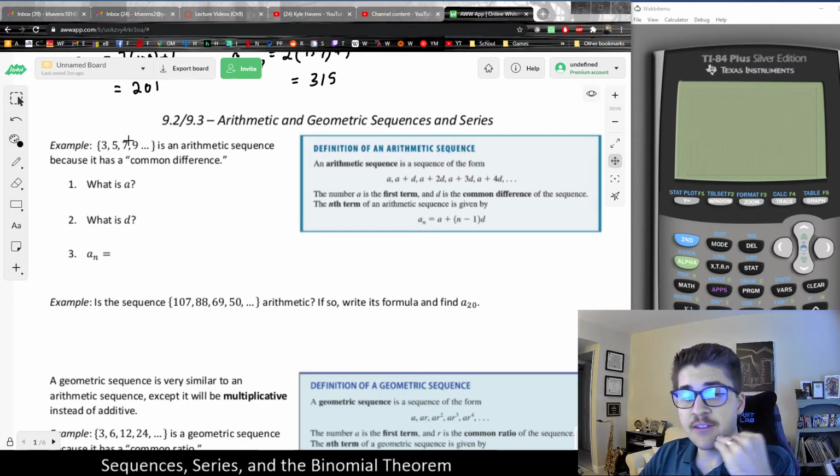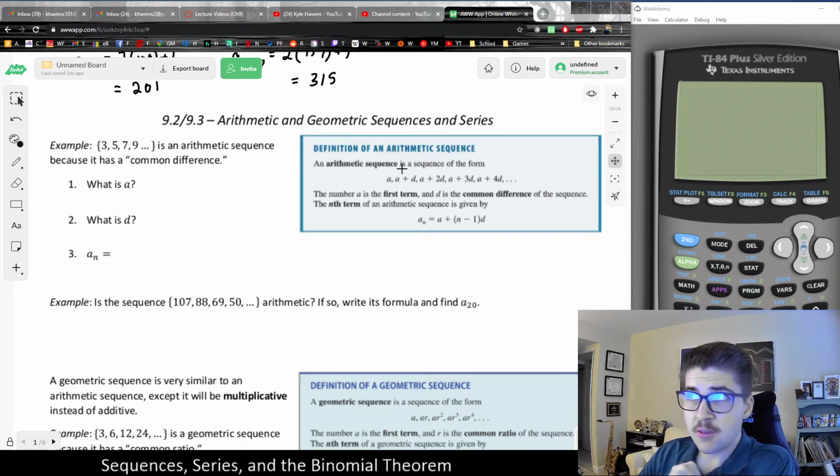And similarly, if it was dropping by 2, say it was going 3, 1, negative 1, negative 3, that would also be an arithmetic sequence. And the little diagram I gave over here gives you the definition of an arithmetic sequence, along with how to write its formula.